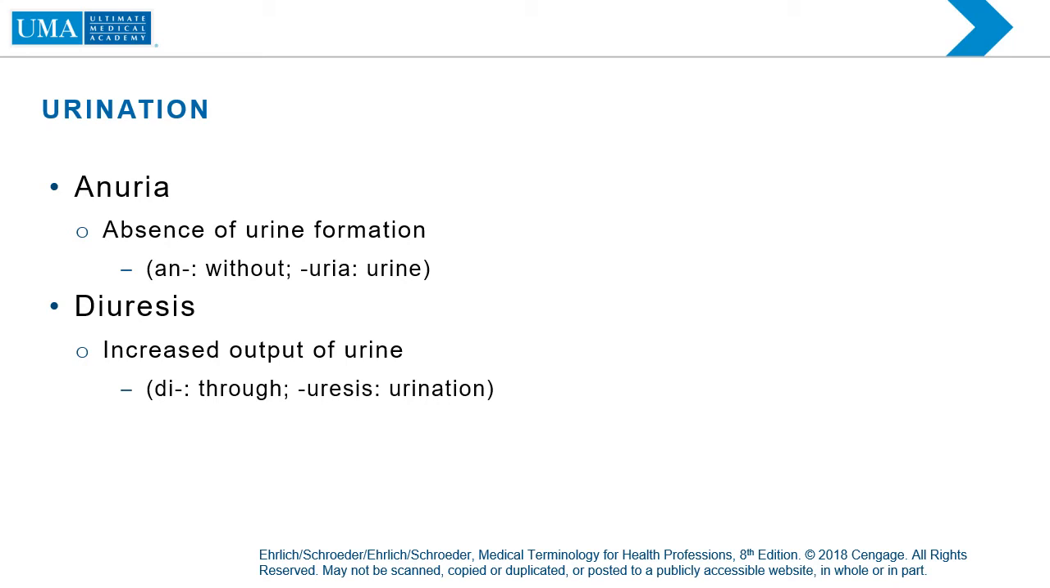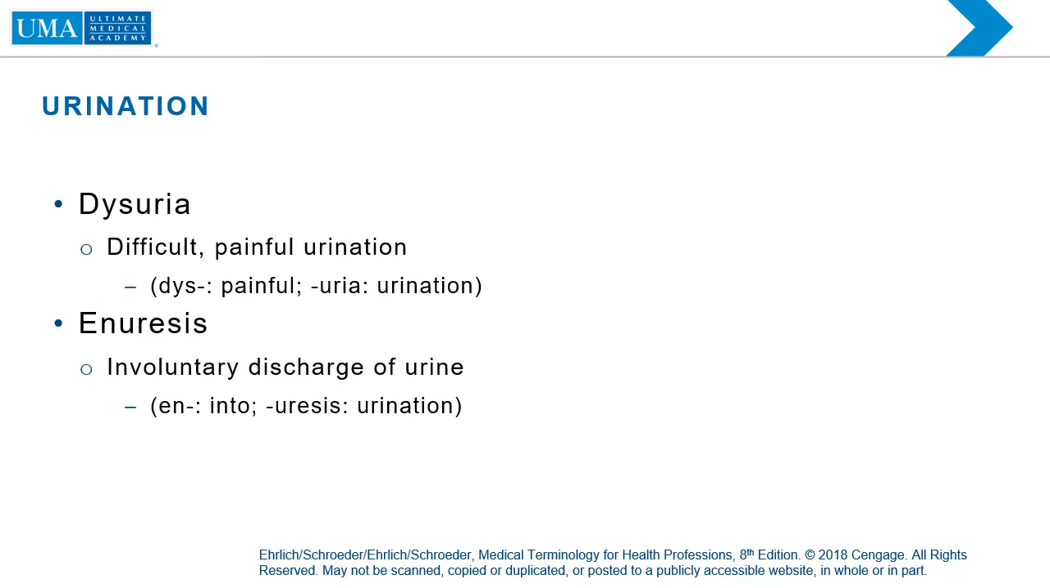We also have diuresis, and diuresis is the increased output of urine. Di meaning through, and uresis meaning urination. The next condition, dysuria. This is commonly associated with urinary tract infections, or we can say with UTIs. When we break this word down, dys means painful, and uria means urination. So put those word parts together, we have dysuria, which is difficult or painful urination.